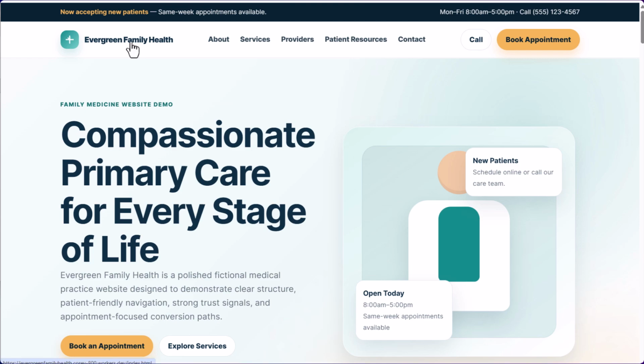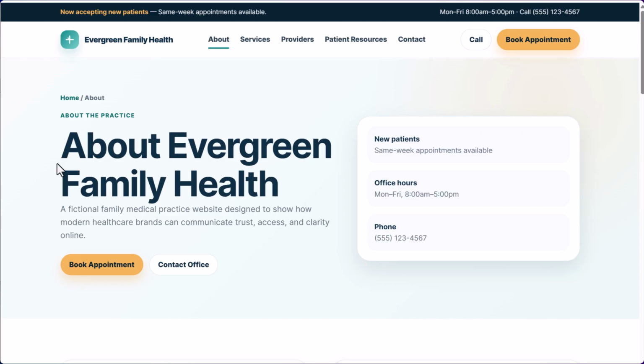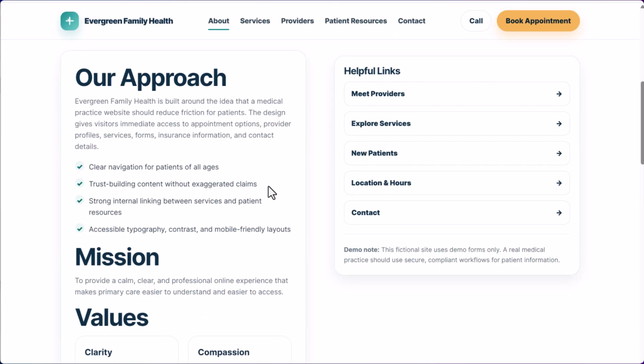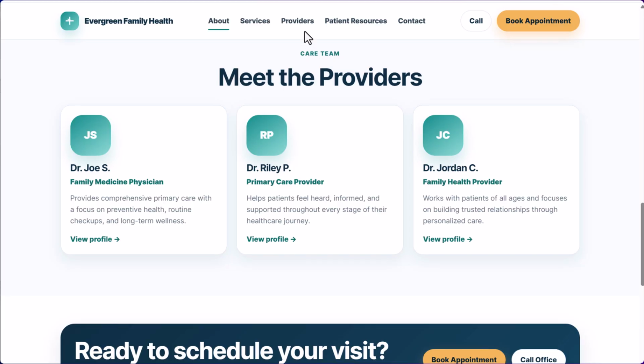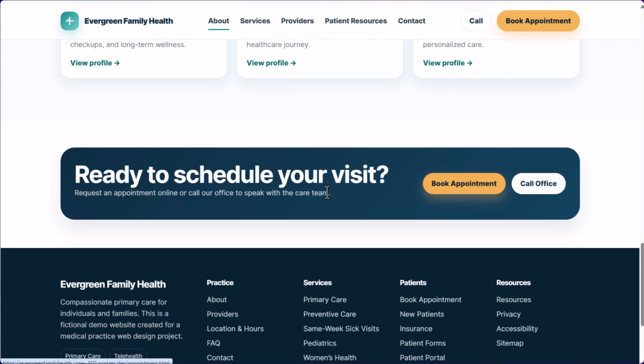So Evergreen Family Health, basically the main things you want to start with. I always say an about page: here's where we're located, here is how to reach us, here is our history, here are our providers, here are the things that we are able to provide to you. Evergreen Family Health is built around the idea that a medical practice should reduce friction for patients. That's the marketing in the website that is doing it. But meet the providers, ready to schedule your visit, a nice call to action at the bottom.